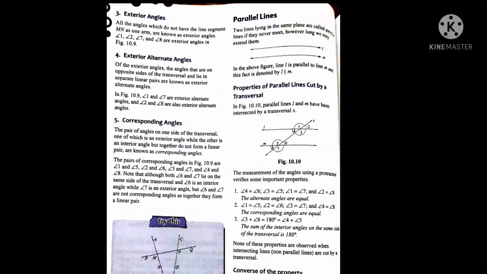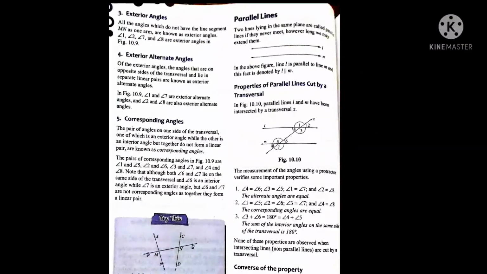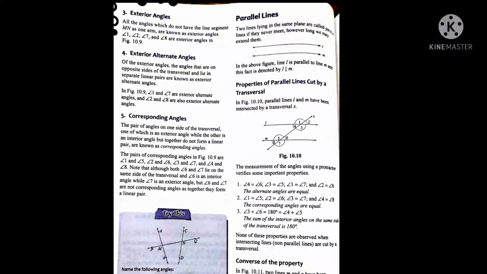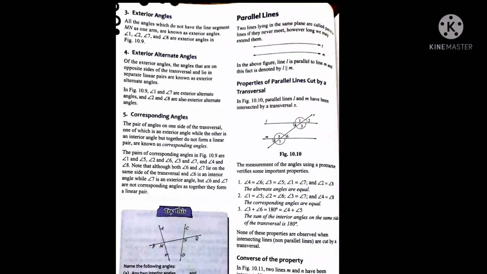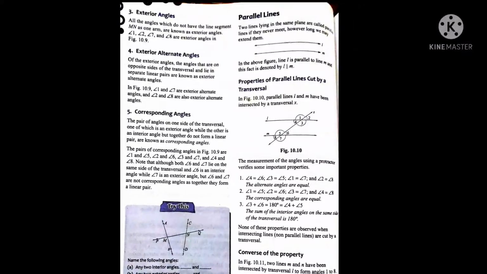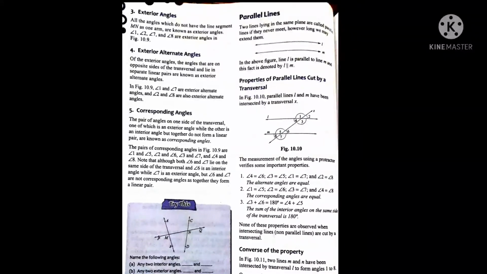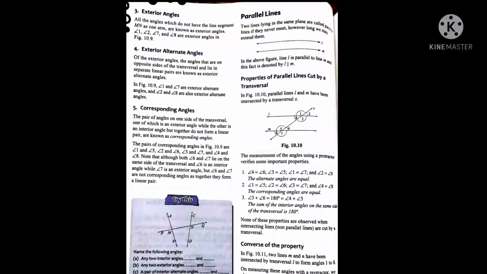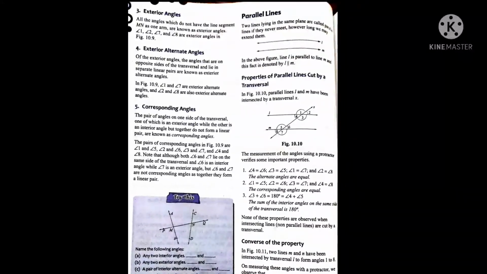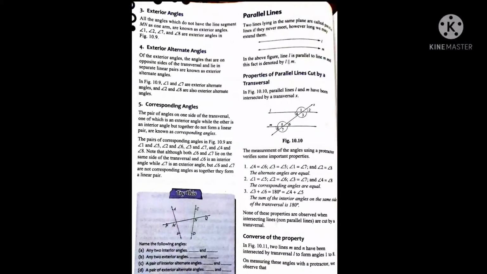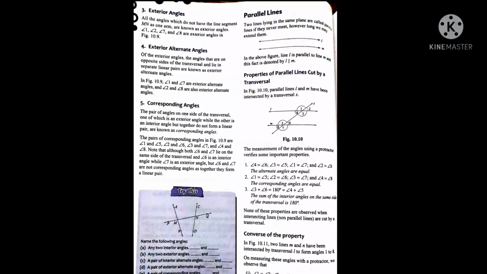And property number 3 is interior angles on the same side of the transversal. The sum will be 180 degrees. So that means we can write angle 3 plus angle 6, because they are interior angles and they are on the same side of the transversal, their sum is equal to 180 degrees. Similarly, angle 4 plus angle 5 will be equal to 180 degrees.